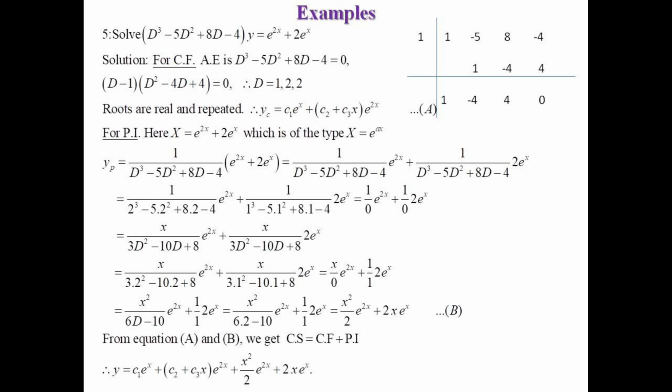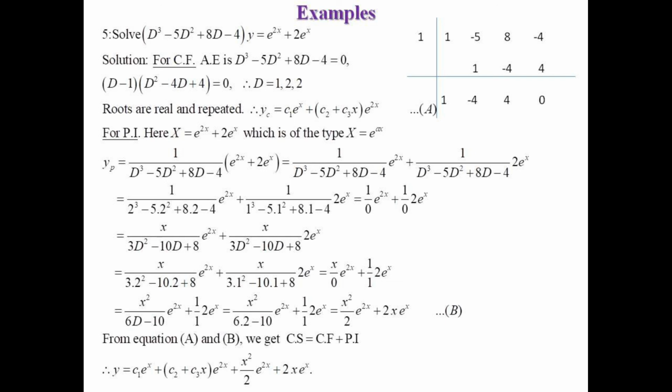Whenever we get the denominator as 0, once again attach x on the numerator and take the derivative of the denominator. So x into x, x squared, and the derivative of 3D^2 minus 10D plus 8 is 6D minus 10. Once again replace D by a. If we replace D by 2, then we get the final answer as x squared upon (6 times 2 minus 10), that means 2. That means x squared upon 2 into e^(2x), plus 2 into e^x. So this is the value of the particular integral of the equation.